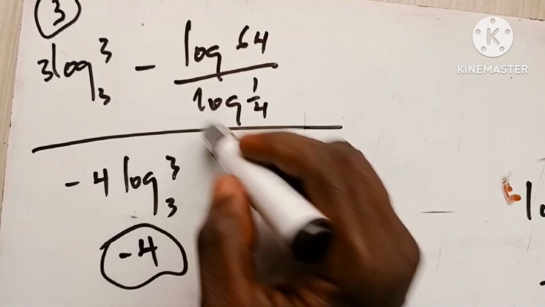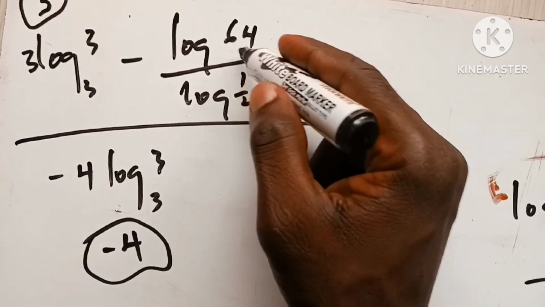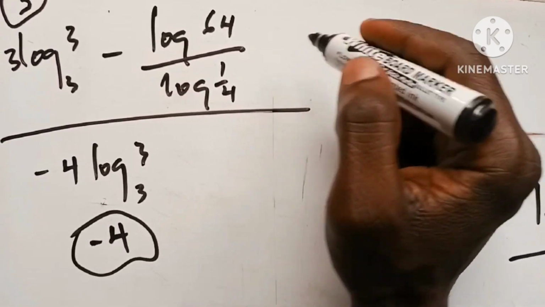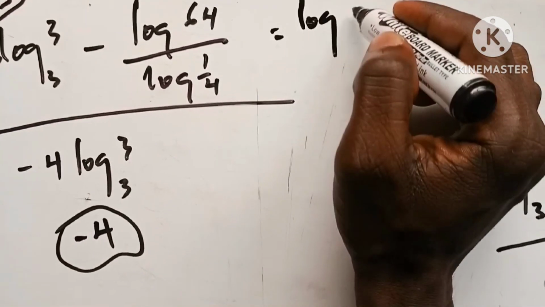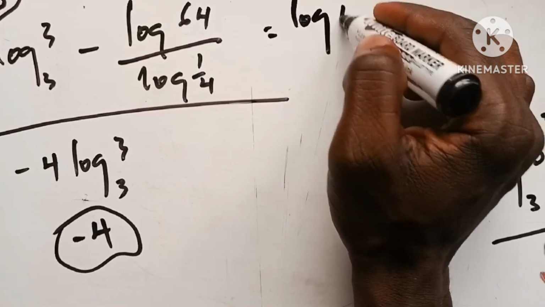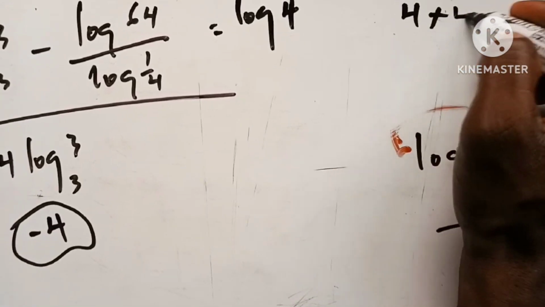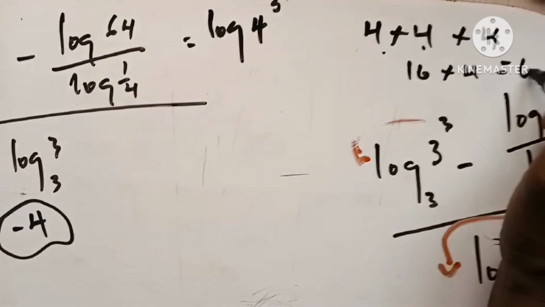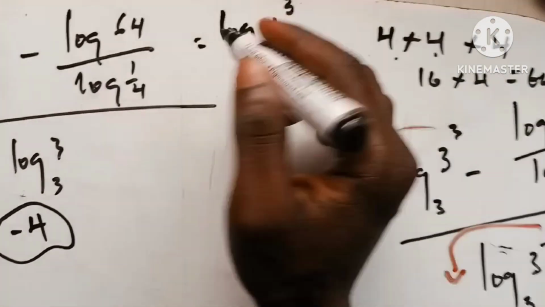Now our headache will be this guy here. So can we do something about this logarithm here? So for sure we can do something here. Is that okay? So what can we do here? So 64 here can just be written as log of 4 exponent 3. Is that correct? So 4 by 4 and then by 4. This by this, that should be 16. 16 by 4, that should be 64. You agree?